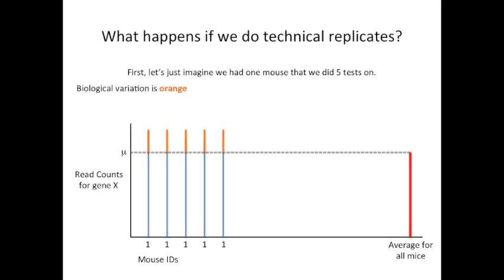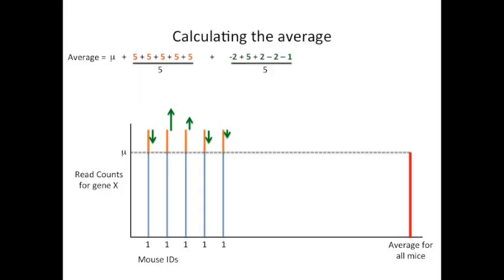First, let's just imagine that we had one mouse that we did 5 tests on. Just like before, we're going to indicate biological variation with an orange color. And just like before, technical variation will be indicated with green arrows pointing up or down, depending on which way the technical variation influenced the read count. Now let's calculate our averages.